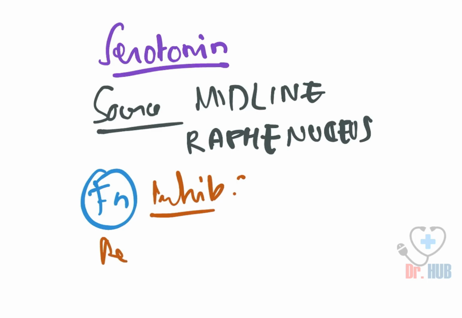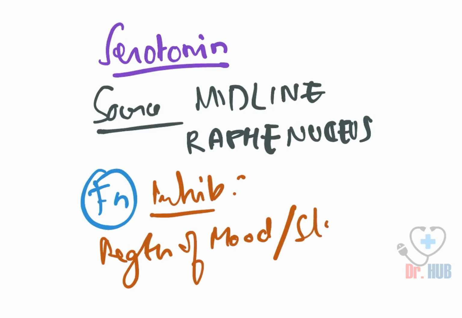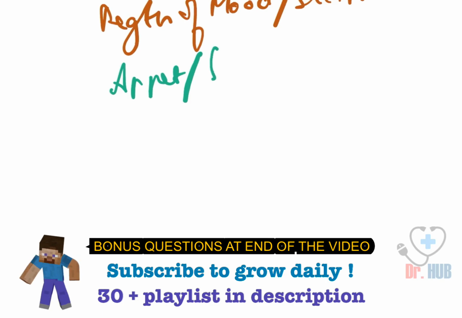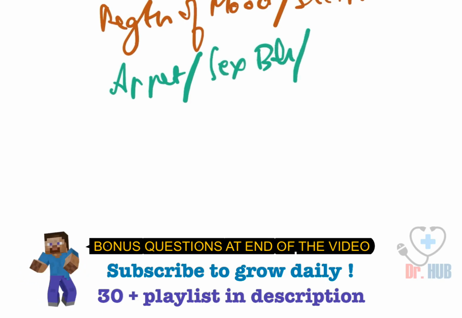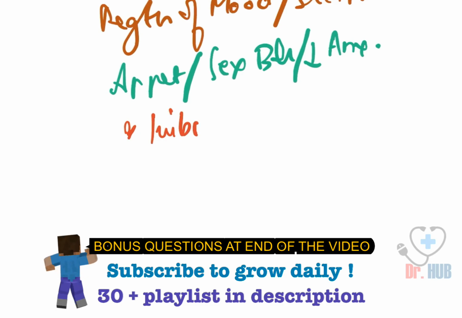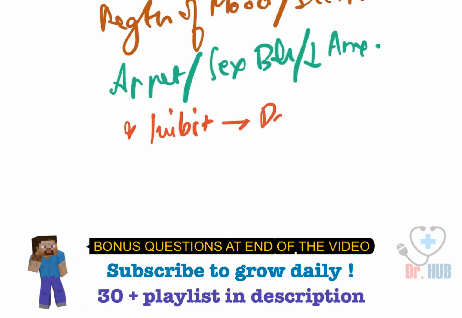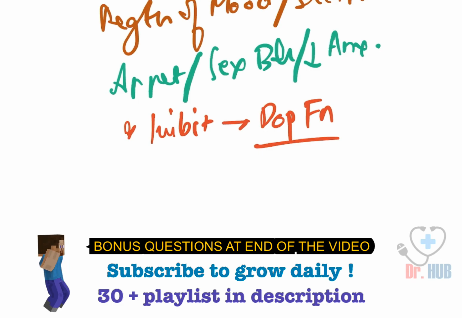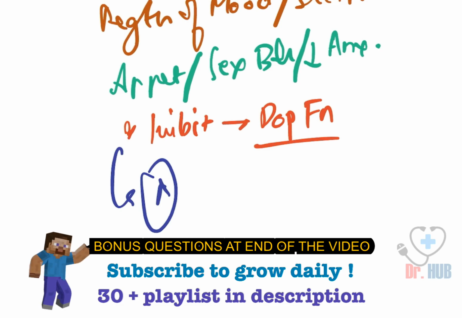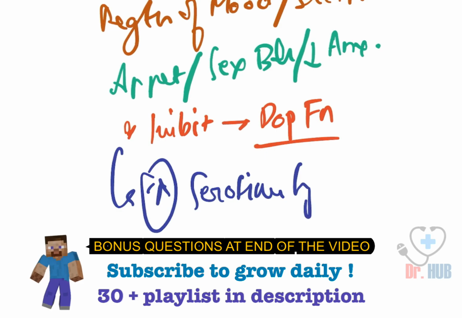This includes the regulation of mood as well as sleep, also appetite and sexual behavior. It also decreases anxiety. Another thing to note is that there is inhibition of the dopaminergic function. So where is serotonin increased? The increase of serotonin is seen in serotonin syndrome.